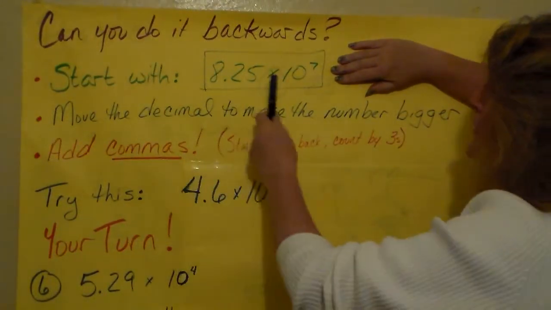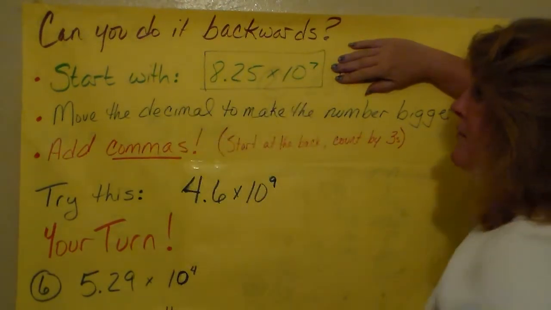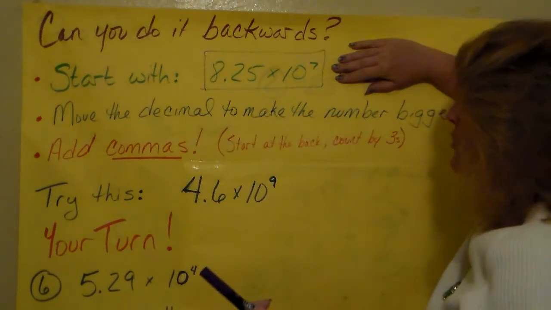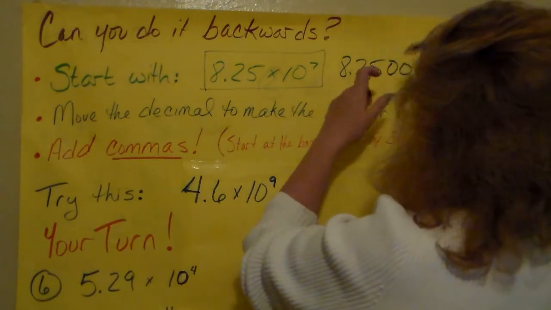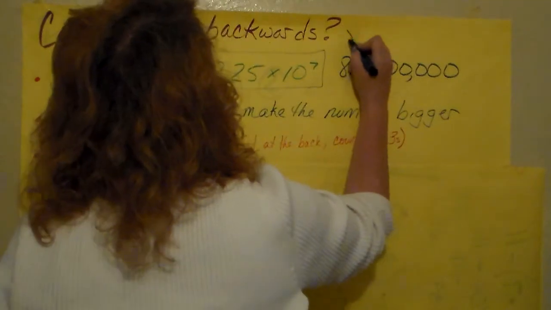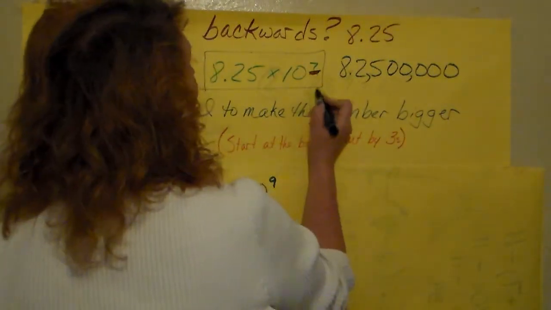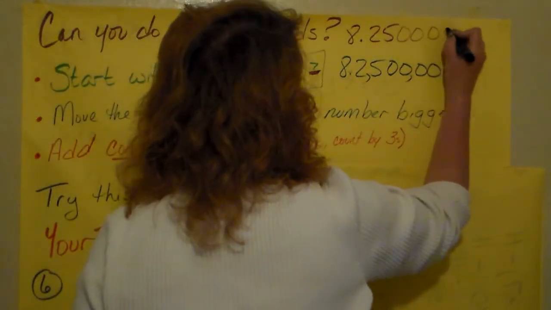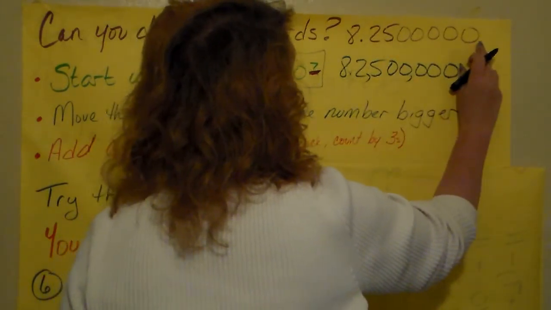All right. We're going to start with 8.25 times 10 to the 7. This is already in scientific notation, and we're going to try and put it in standard form, which is regular numbers. So, we're going to write down our number, 8.25, and we're going to move the decimal place 7 times. 1, 2, 3, 4, 5, 6, 7.